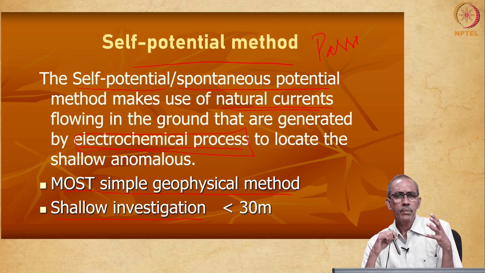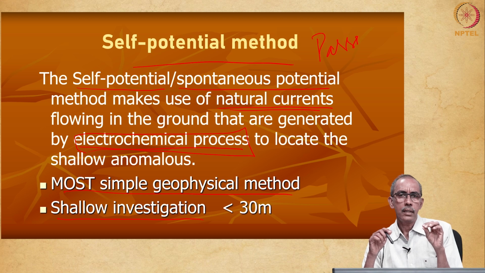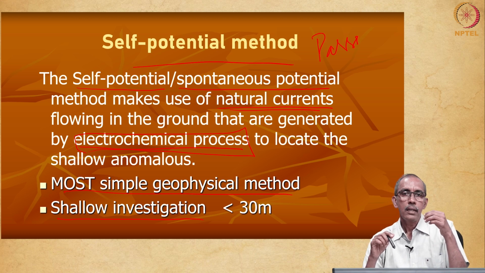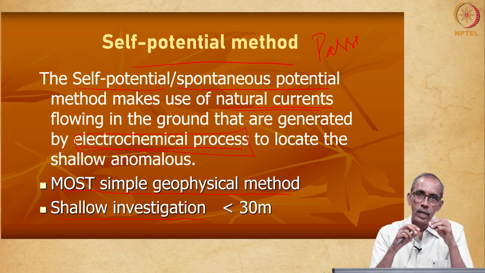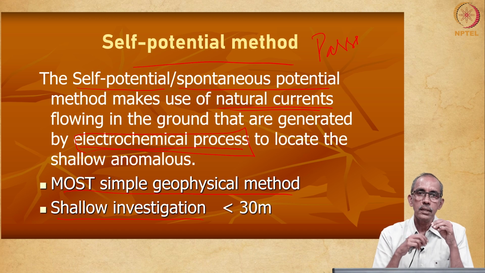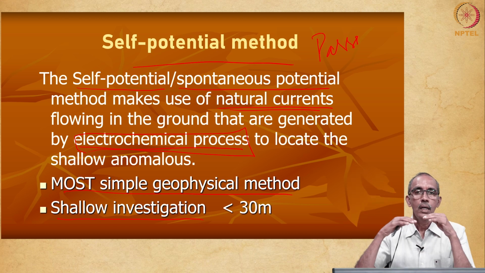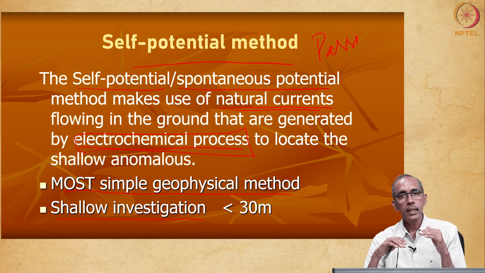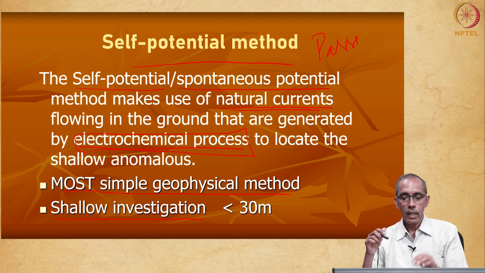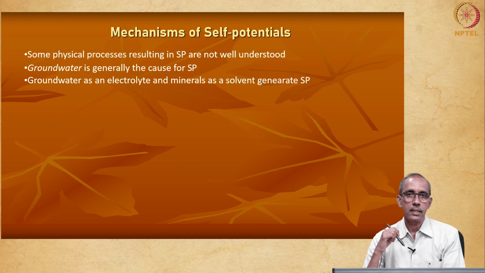Maximum maybe 50 meters. Generally, a depth of up to 30 meters only is investigated by self-potential method. Why? Because the naturally generated potential itself will be very small. Suppose that potential is generated deep under the earth at 500 or 600 meters beneath the surface, it will not reach the ground surface itself. So, the self-potential method is generally applicable only for shallower investigations, right.